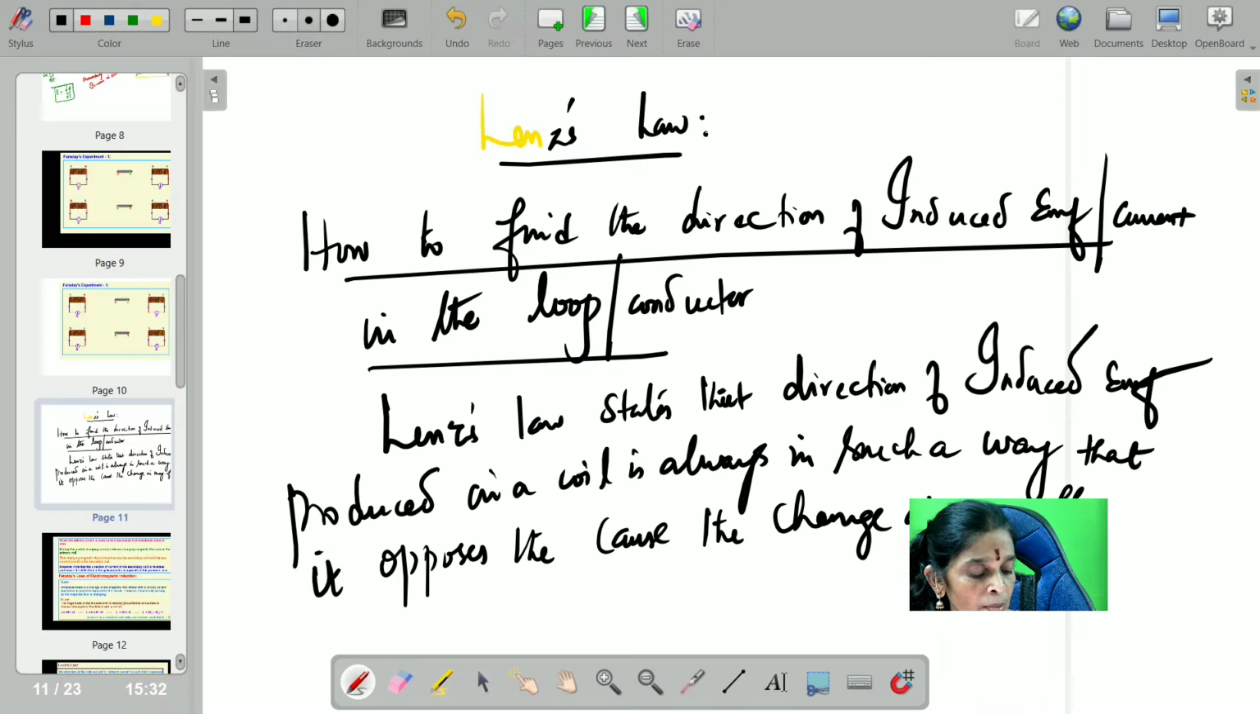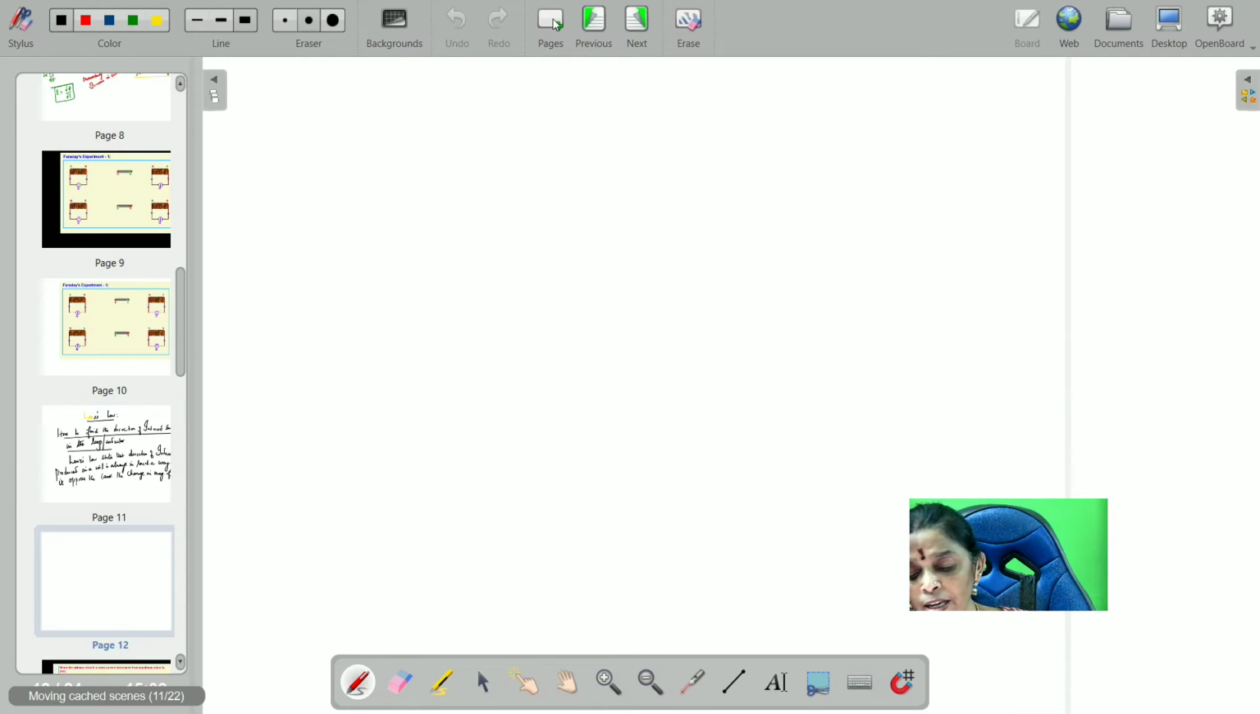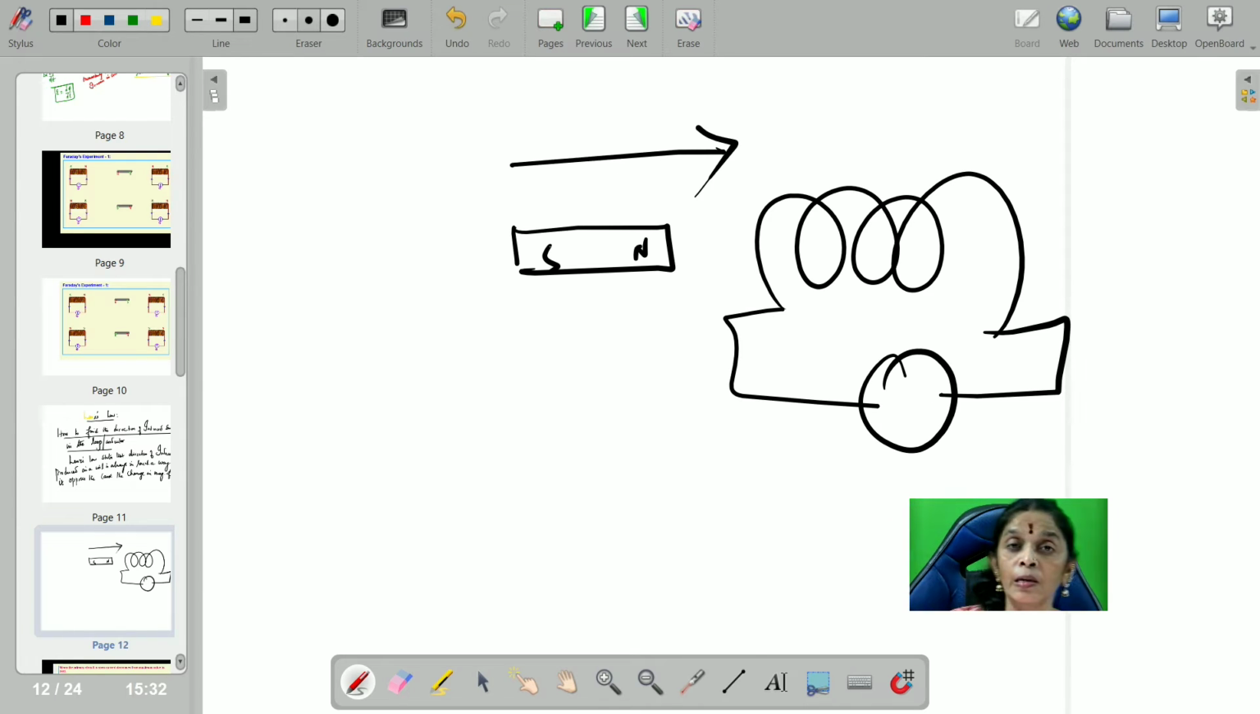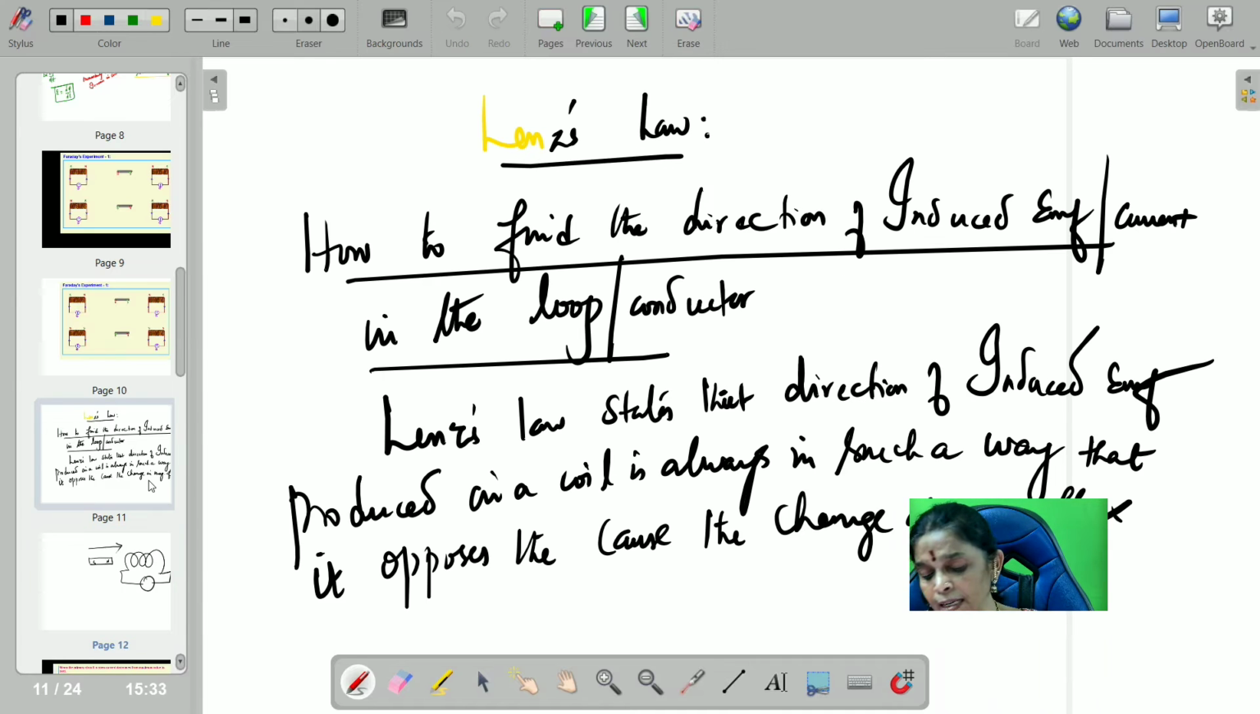Opposes the cause of change in magnetic flux. Let me give you one example. This is a magnet, north and south, and this is a coil placed over here. Now the magnet is brought in. When you bring the magnet, the coil has the tendency to oppose. That is what Lenz's law states.